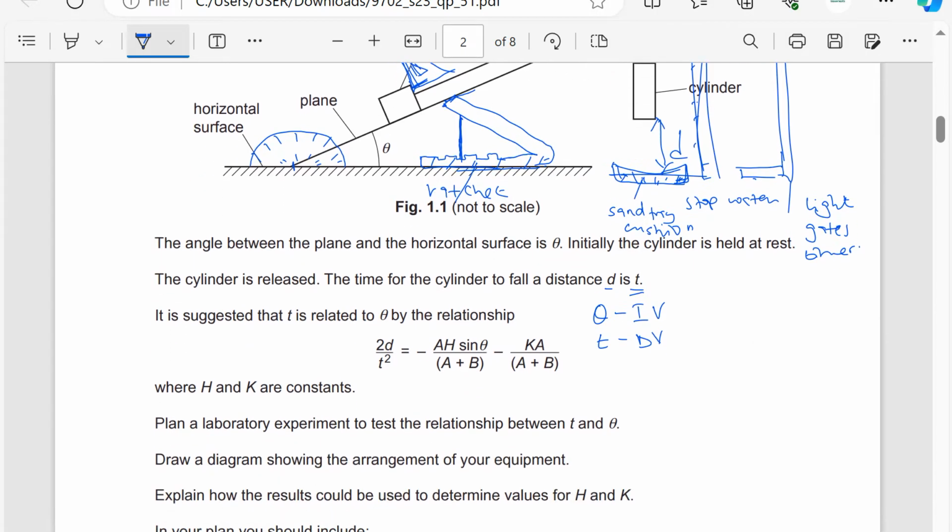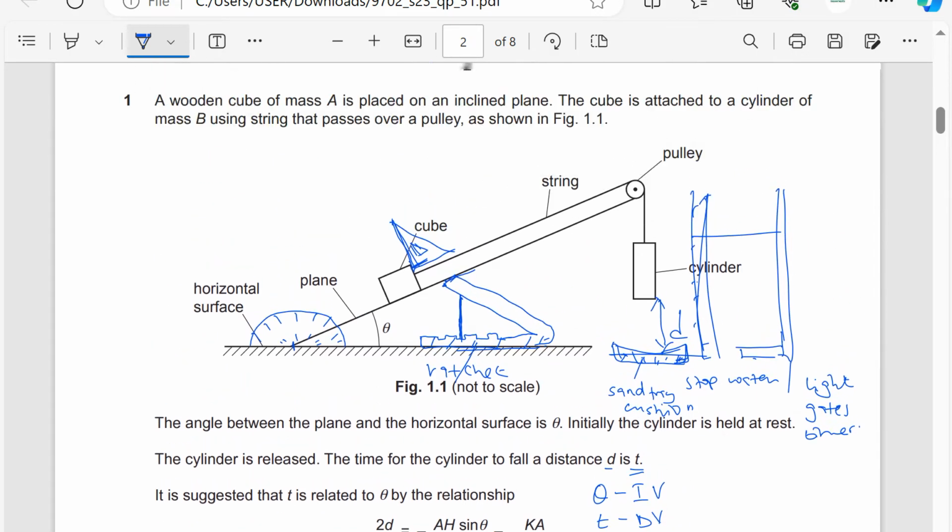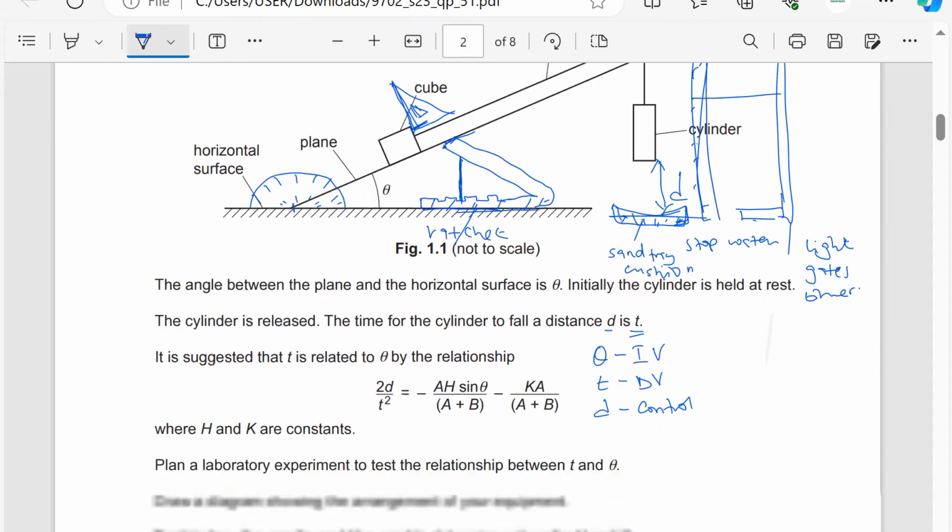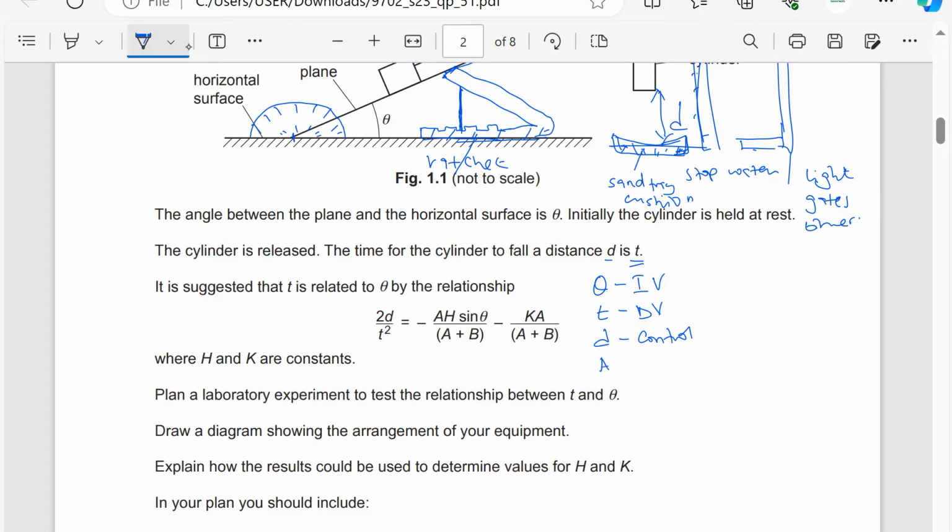So I have to keep d constant. I must ensure d is constant because I'm not investigating variation with d, so d should be kept constant. So this is a control variable. But I should also ensure that the masses, A and B, are the same. A is the mass of the wooden cube and B is the mass of the cylinder. So A and B should remain the same because the cylinder could fall and its mass slightly changes. Maybe some parts break off, or the cube. So I should always ensure that A and B are the same.